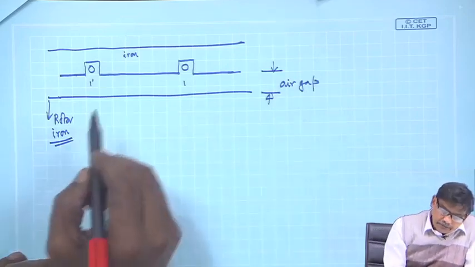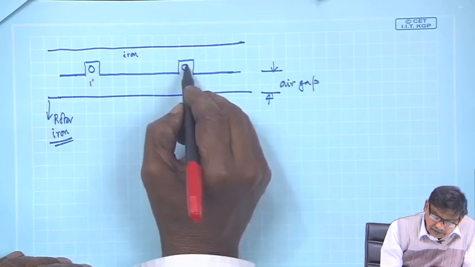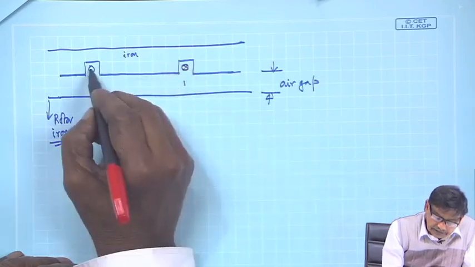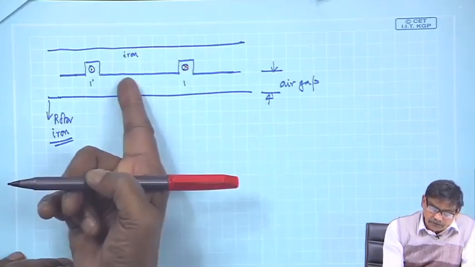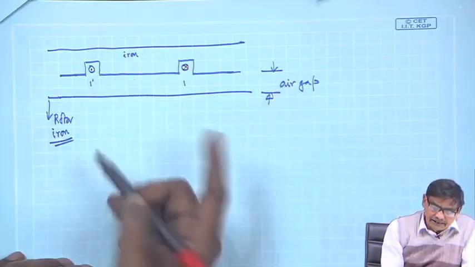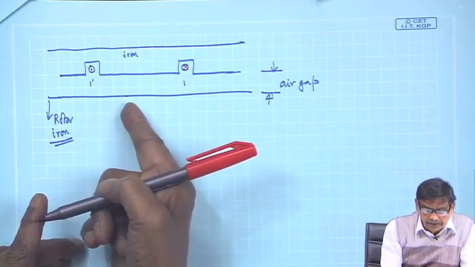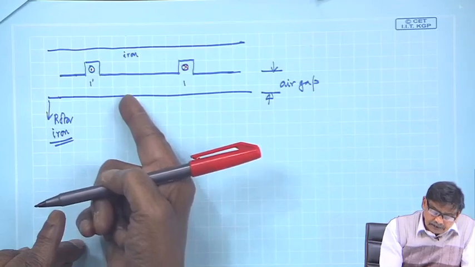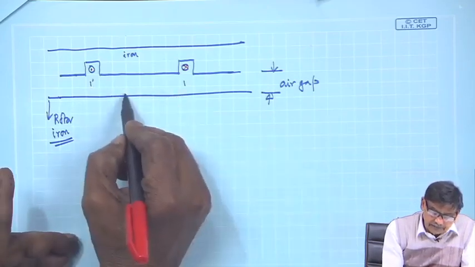Now, suppose I want to find out the current direction, which is also known to me. This is cross, this is dot. Now, suppose I want to find out what is the value of H. The plan is like this: at a given point in space, suppose I want to find out here.